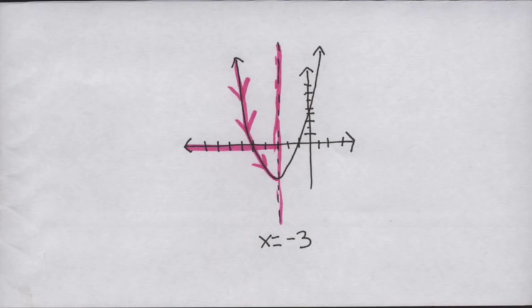Over which interval is the graph decreasing?